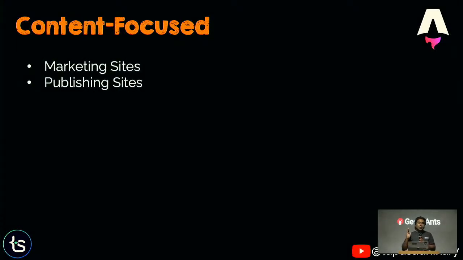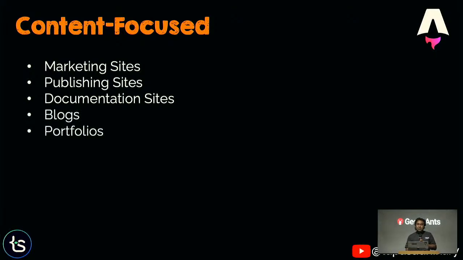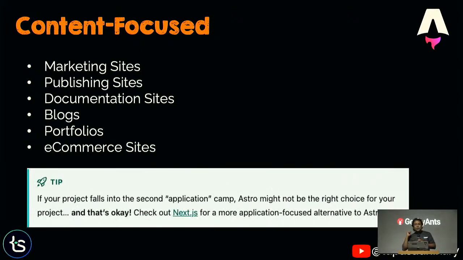So we'll first talk about the content focus. When you say content focus, that's where Astro differentiated itself. They say to use Astro if your website demands any of this: a marketing site, publishing sites, documentation, blogs, portfolios, or some amount of e-commerce sites. On their website, you won't be surprised to see that they say if you are building an app which requires more interactiveness, where your client needs to download more JavaScript, don't use me. Go to Next.js.